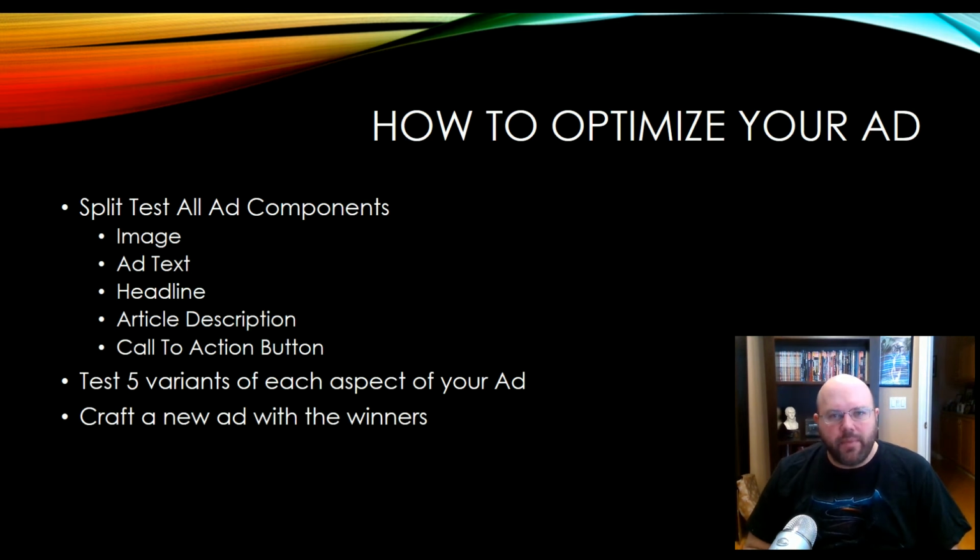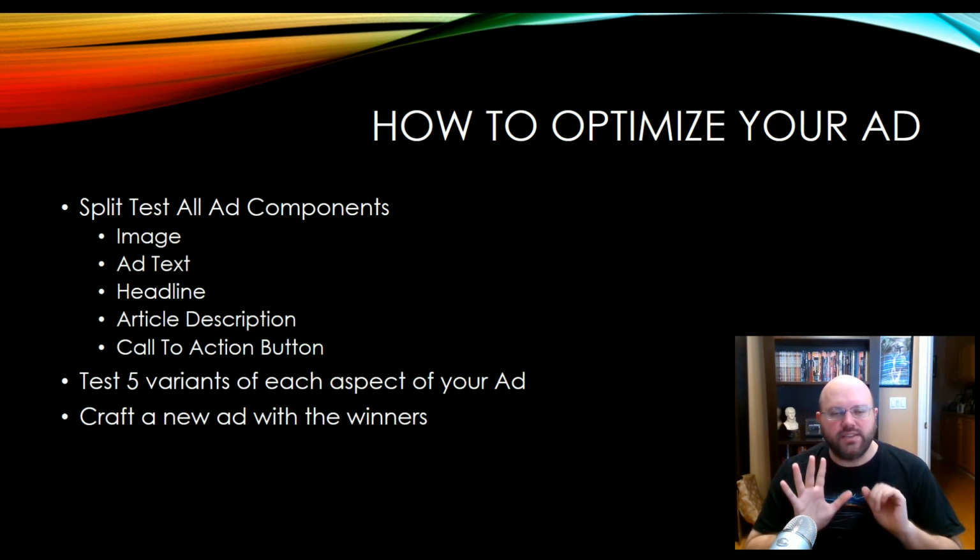So let's talk about how to optimize your ad. The best way to optimize your ad to get more clicks, so that you can lower your cost per click and raise your click-through rate, is to split test all your ad's components, okay? Facebook has this great feature now where it allows you to create split testing campaigns that give you the opportunity to test up to 5 different variants of an ad, okay? So what you want to do is break the ad down to all its separate components, which are the image, the ad text, the ad's headline, the article description, and the call to action button. Those are 5 things that you need to test, okay?